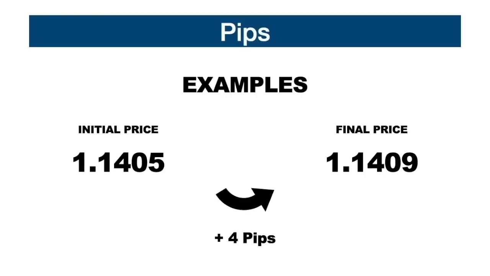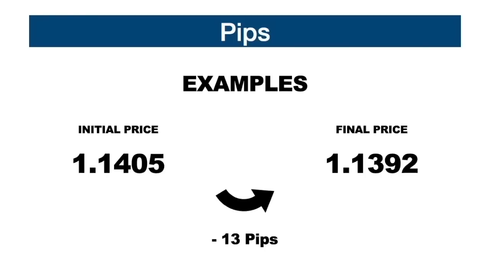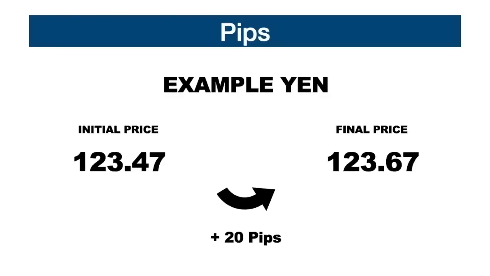A change from the initial price of 1.1405 to the price of 1.1409 is equivalent to an increase of 4 pips. A change from the initial price of 1.1405 to the price 1.1392 is equivalent to a decrease of 13 pips. Let's now look at an example for the Japanese yen. A change from the initial price of 123.47 to the price 123.67 is equivalent to an increase of 20 pips.